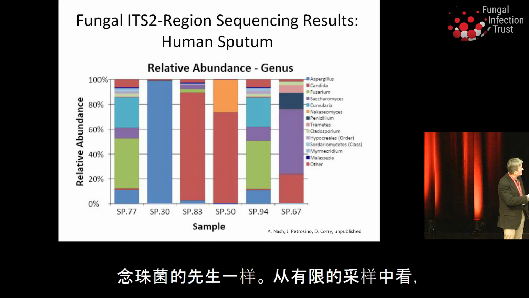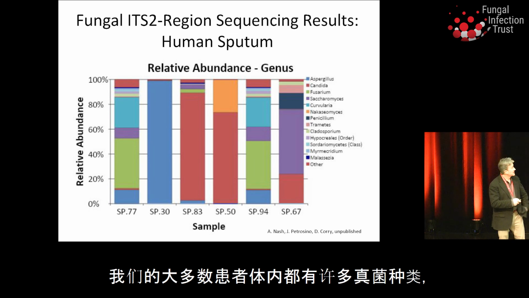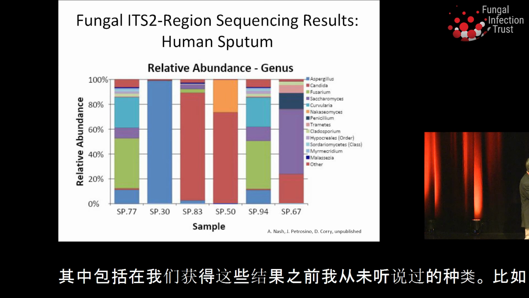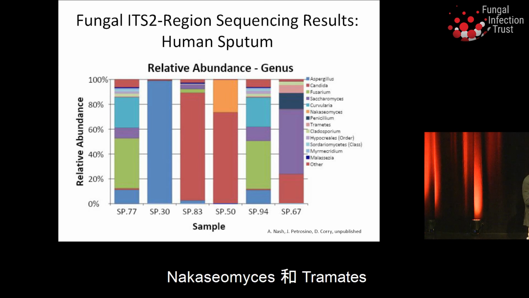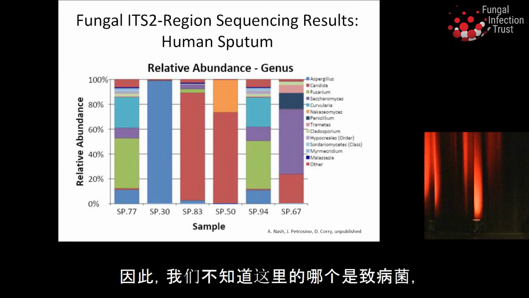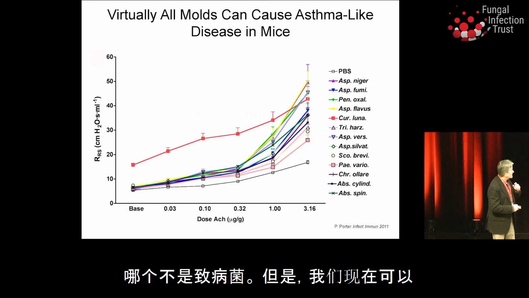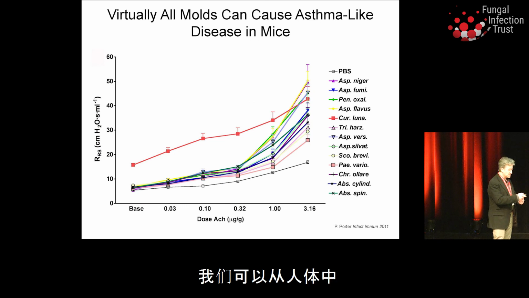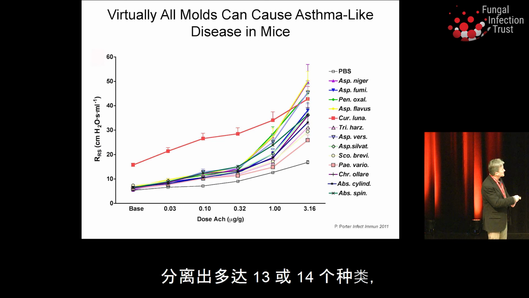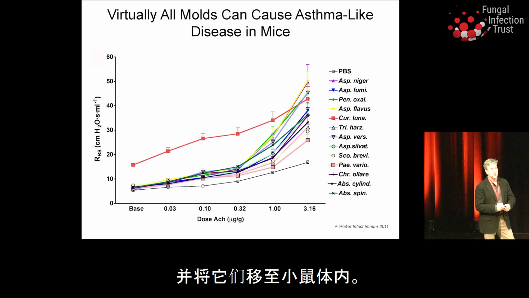But most of our patients, and this is just a limited sampling, have a rather wide diversity of fungal species, including things I never even heard of until we got these results, like Nicasiomyces and Trametes. Okay, so we don't know who is pathogenic here and who is not, but we can switch now to the mouse. We can take up to 13 or 14 of the kind of species we isolate from humans. We can give these to mice.